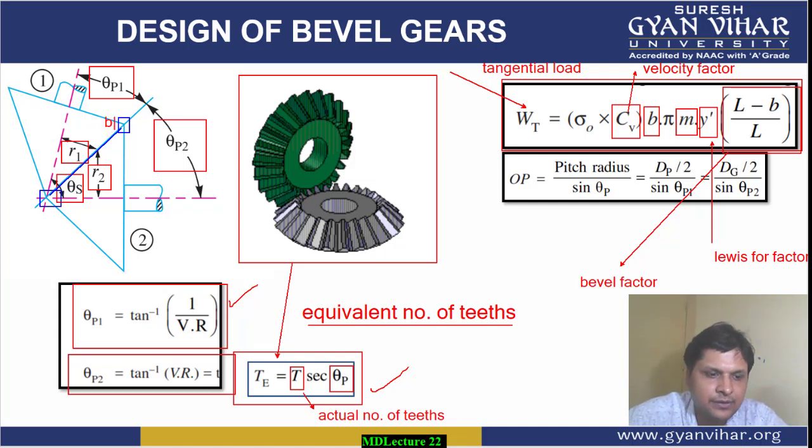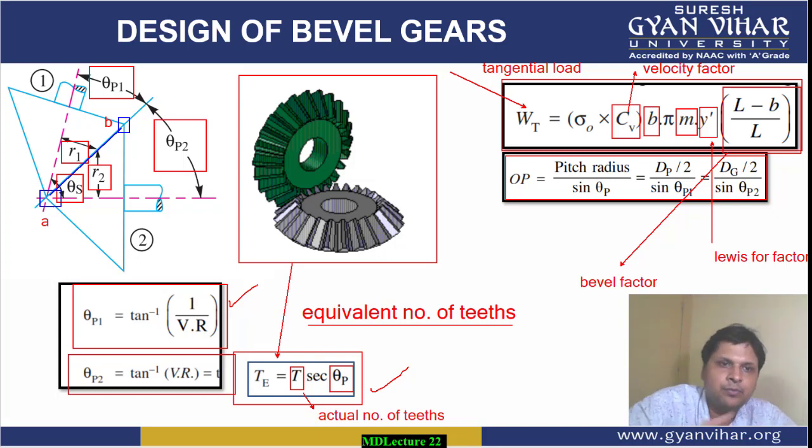If this is B, and here this is A, then AB is your cone distance, and it is given by the formula OP is equal to pitch radius upon sine theta P. Pitch radius, we all know, can be calculated by dP by 2, diameter divided by 2, and sine theta P is the sine of the pitch angle. This we can use for both, and it gives us the relation between the pitch angle for both the gears, for pinion as well as gear.